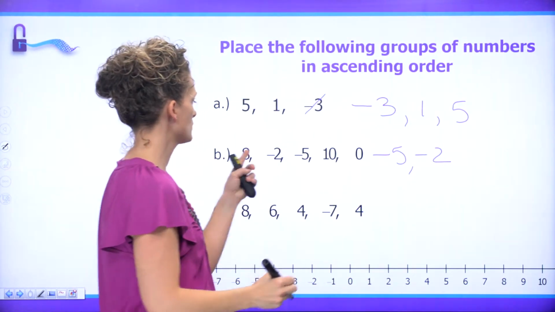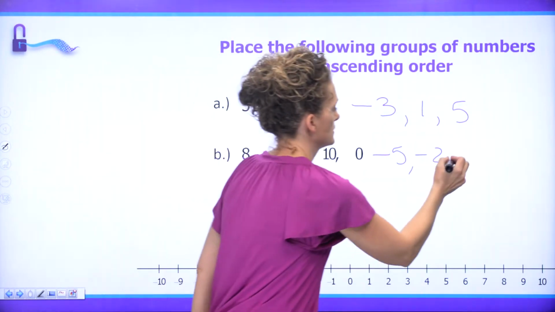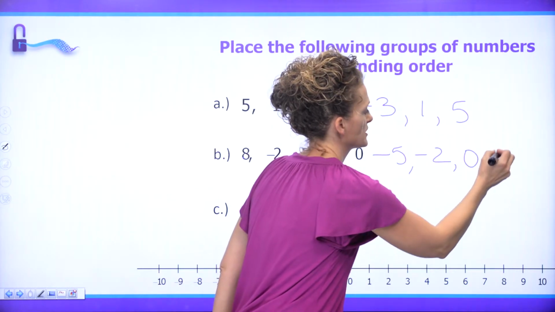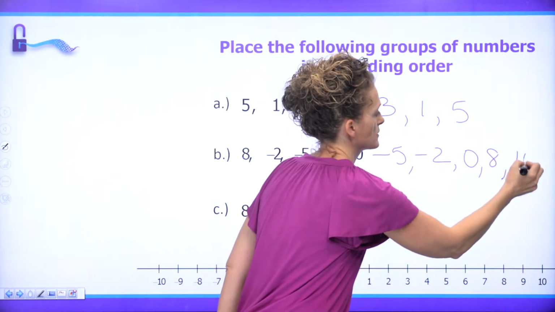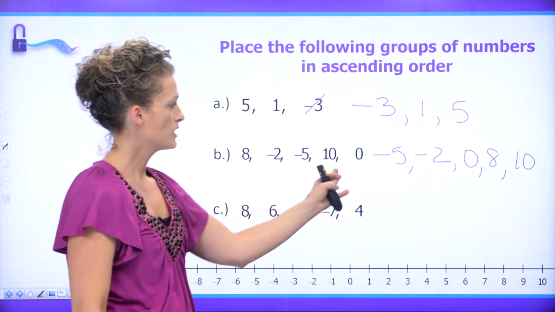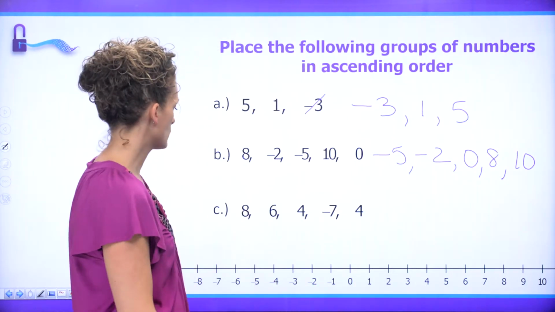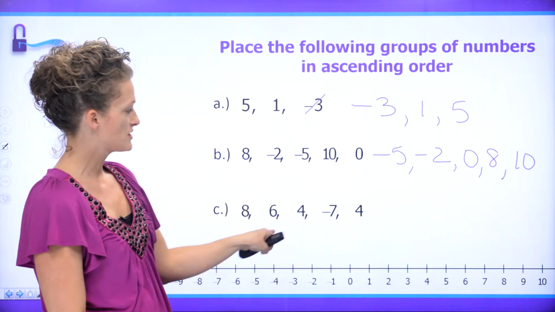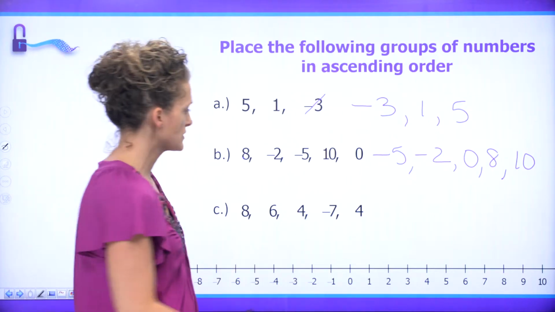Okay, so then we have 0, 8, and 10. 0 is right in the middle, 8 is bigger than 0, and 10 is bigger than 8. Smallest to the biggest, ascending order. Okay, last but not least, there's only one negative number, so that's an easy one to figure out.